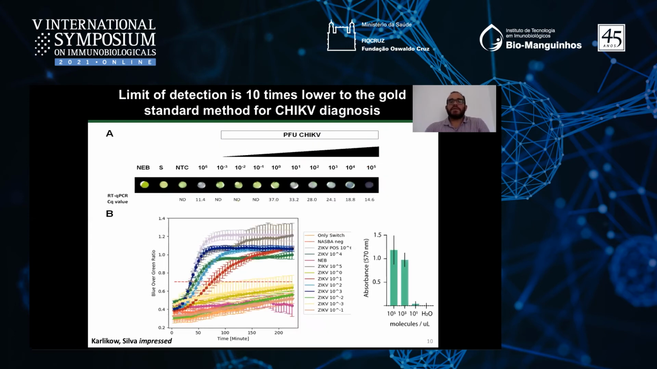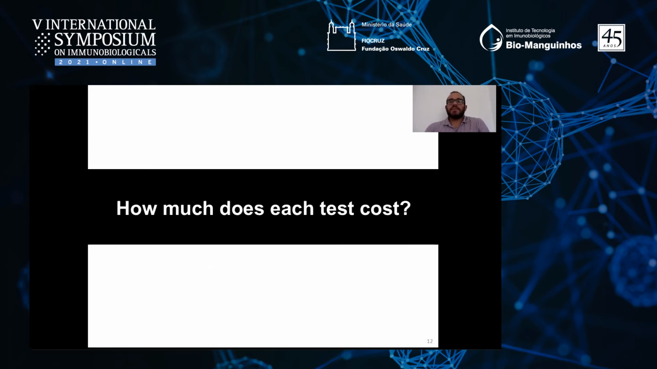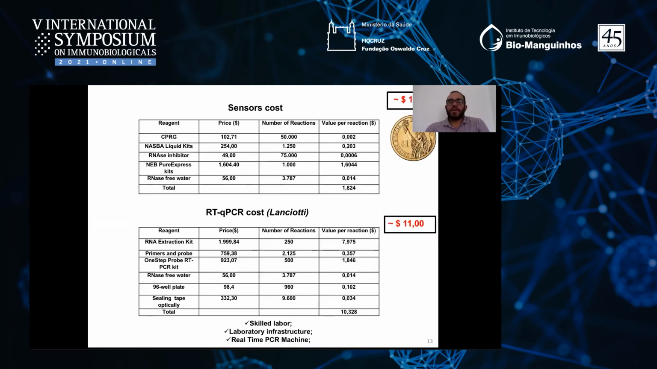Then we evaluated the analytical sensitivity, and the results demonstrate that our sensors are 10 times less sensitive when compared to RT-qPCR. And finally, we validated the system using 65 patient samples from Brazil, Colombia, and Ecuador. We demonstrate an accuracy of 98%. After our experiments, we had one question: how much does each test cost? Based on the price of our reagents, the price was $1 for the sensors and $11 for RT-qPCR.